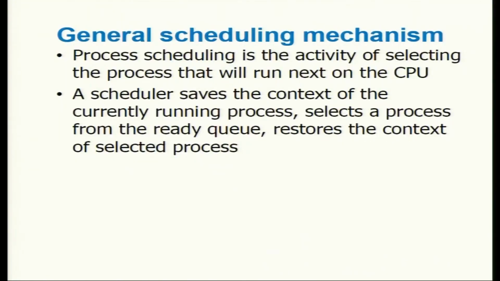And so it saves the context, selects the process from the ready queue, and restores the context of the selected process, because the selected process was running in the past and may have been rescheduled at an earlier point. Now it comes back, so it has to restore the context also.